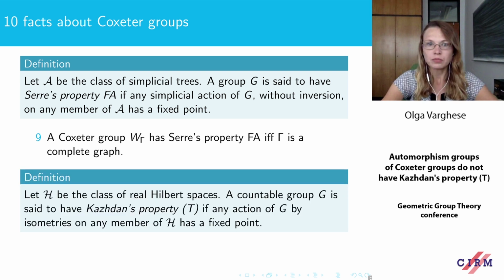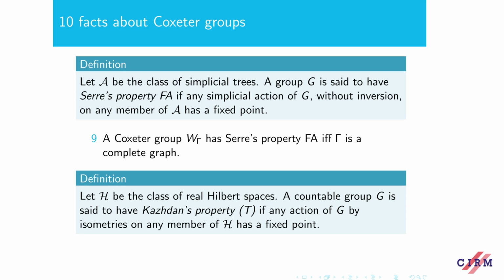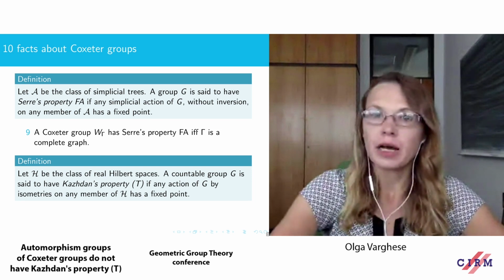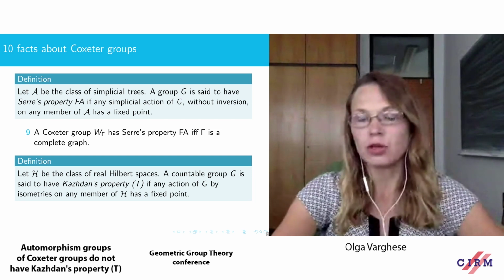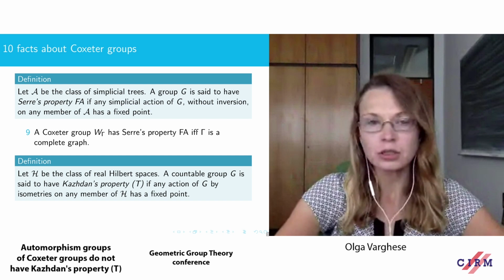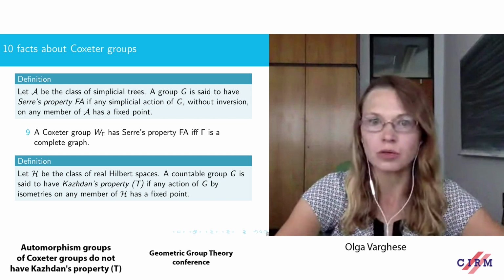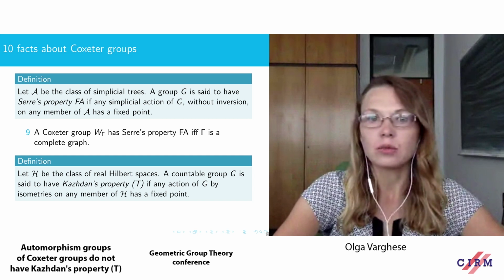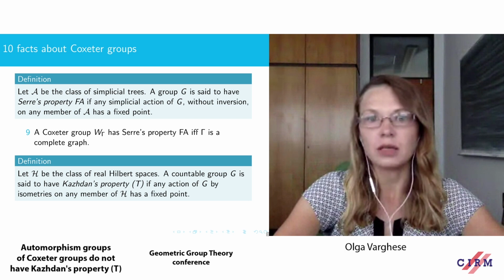Next definition. Let H be the class of real Hilbert spaces. A countable group G is said to have Kazhdan's property T if any action of G by isometries on any member of H has a fixed point. Property T was introduced by Kazhdan for topological groups in terms of unitary representations, so we are not going to recall the original definition. The definition of property T in terms of fixed points was given by Delorme and Guichardet.